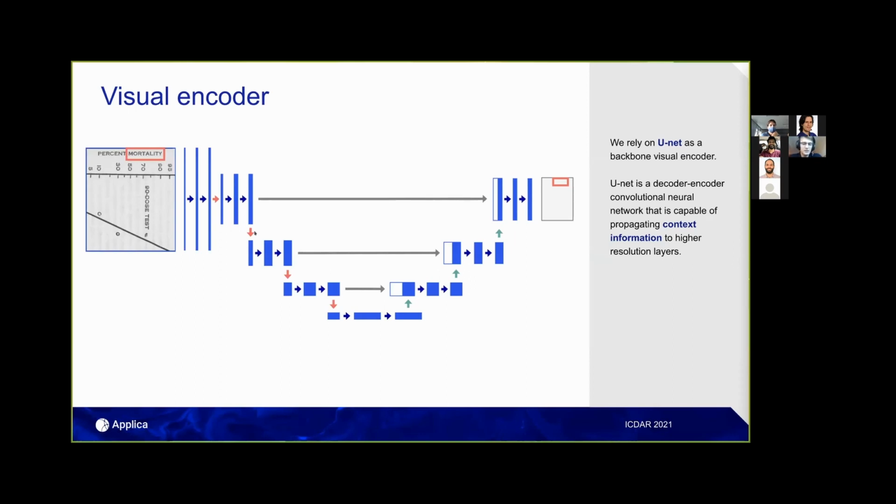We decided to rely on the UNet as our backbone visual encoder network, since this architecture provides access not only to the information in the near neighborhood of the token, such as font or style, but also to more distant regions of the page. And this is useful in cases where the text is related to other structures. For example, when the text is the description of the picture, or when the text is near the checkbox.